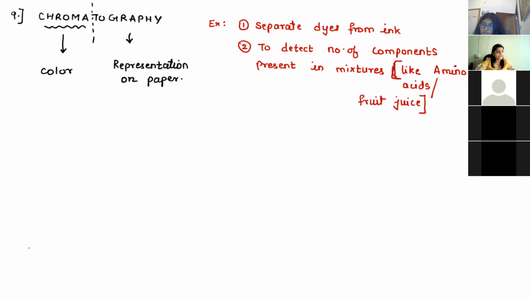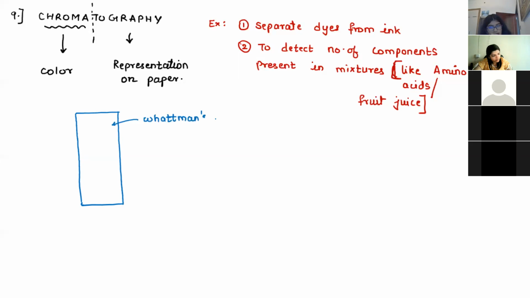Okay. Now, how exactly does chromatography take place? So everybody pay attention. For chromatography, you need a paper. There is a specific paper for chromatography, which is called Whatman's paper. You can also use filter paper, but for better results, Whatman's paper is used.